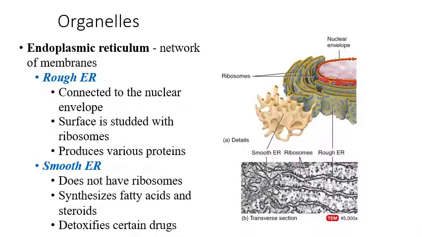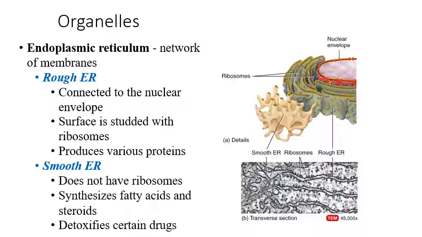All right, so starting off with the endoplasmic reticulum. So endoplasmic reticulum is a network of membranes on the inside of the cell that has a couple different jobs depending on what type of endoplasmic reticulum it is. All right, so the rough endoplasmic reticulum, this is going to be connected directly to the nuclear envelope. There are going to be a whole bunch of ribosomes that are embedded in the membrane of the rough ER. So the job of the rough ER is going to be to produce proteins, right?